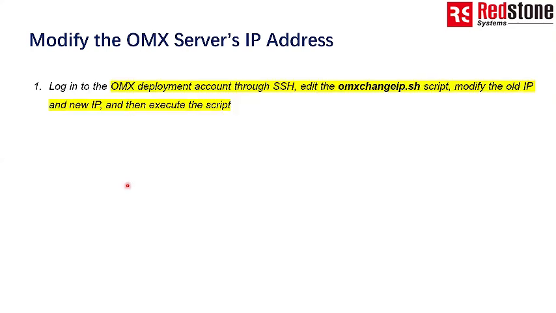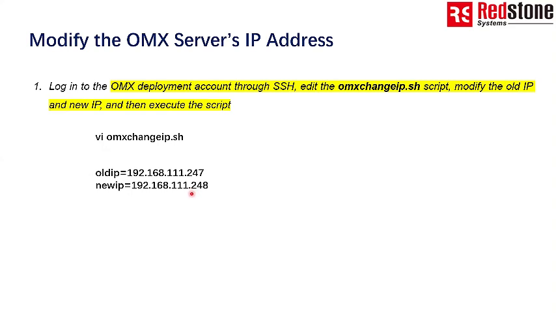Then yeah, so that's the new link. Now let's proceed to the OMX server IP address. You can also log into the SSH, then edit this script OMX change IP.sh, then modify the old IP and the new IP. So this is a VI command. This is to look for the old IP, modify this one, and change it to the new IP.